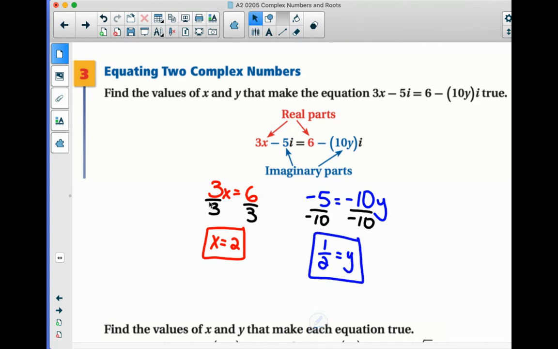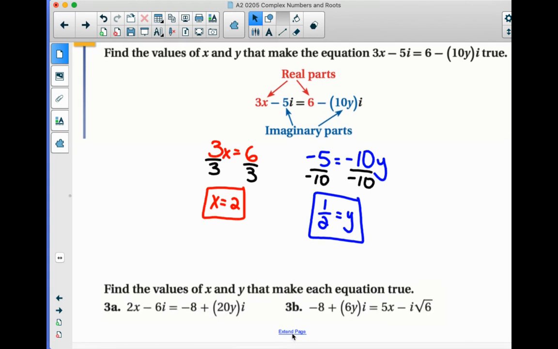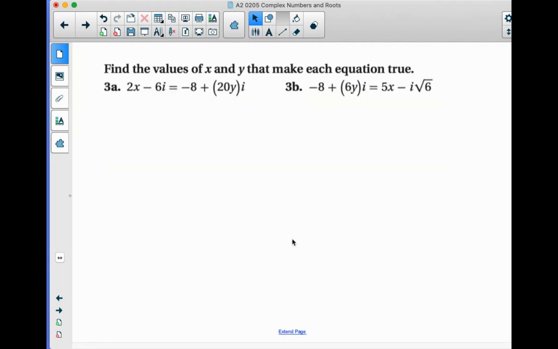So you set the real parts equal to each other. You set the imaginary parts equal to each other, but you can leave off the i for the imaginary parts. And you just solve them both. So try out these two. I'm going to do them right now, but pause it and actually try them out yourself.